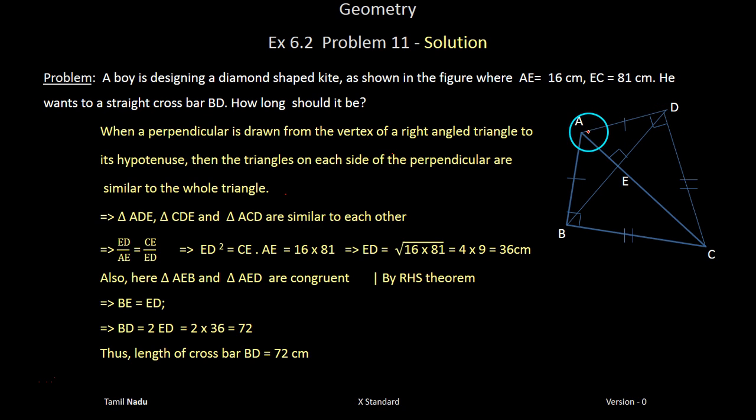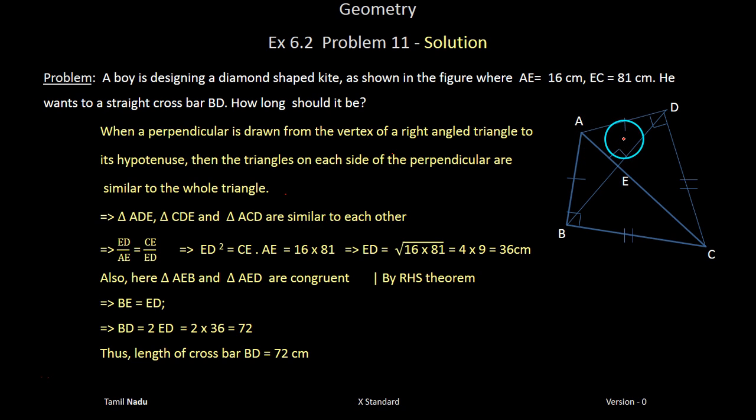For the triangle ACD, you are drawing a line perpendicular from the vertex to its hypotenuse, right? Then this divides into two triangles, 1 and 2. So AED is similar to CDE, and that is also similar to ACD. Okay, so that is what is meant by the similarity triangle property.